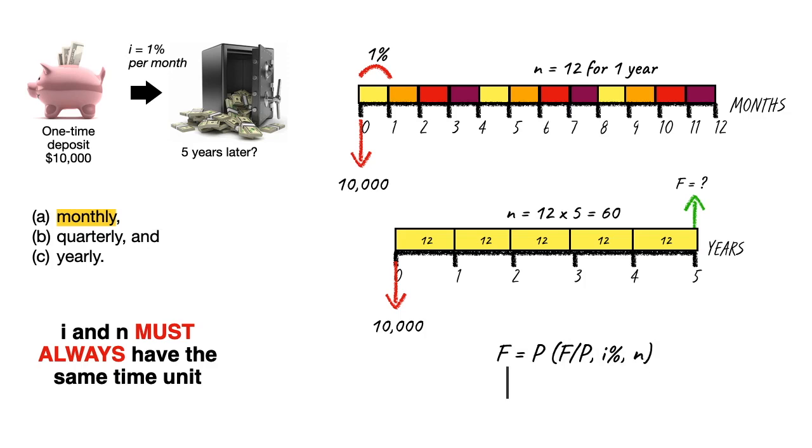The present worth is $10,000. The FP factor with the interest rate. Our effective interest rate for 1 block is 1%, so no need to convert. And then our N is 60. The total compound period is 60 for 5 years. And then we just look up the FP factor in the compound interest table, and we will get the future value of $10,000, which is compounded monthly, to be $18,167.